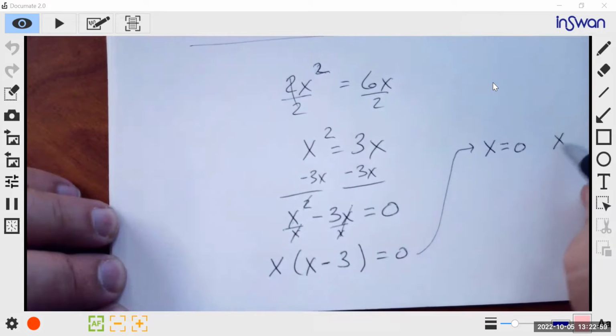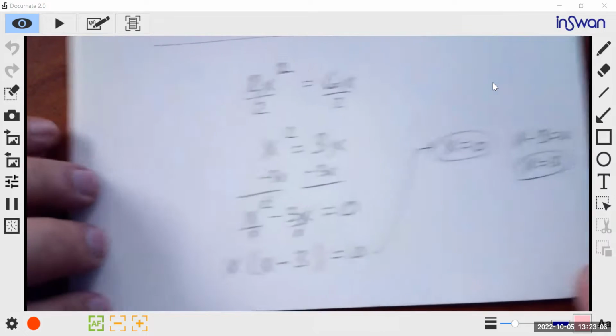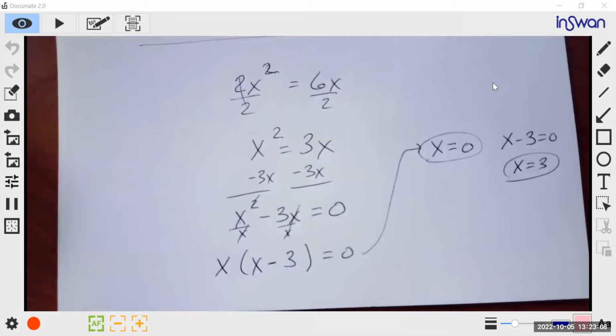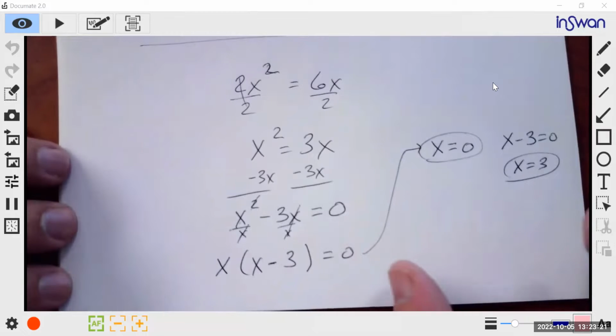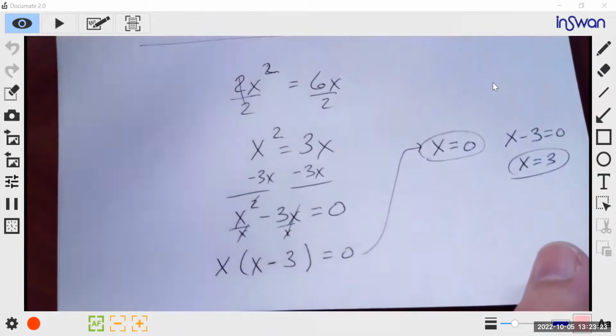Then I set these equations equal to 0. And those are my solutions. So if you have two terms and they both have x's, they have to be on the same side, set equals 0, and solve from there. If only one term has an x, you separate them. That's if you have binomials.